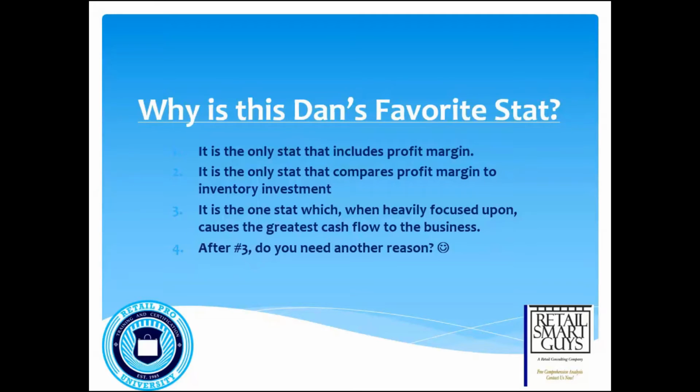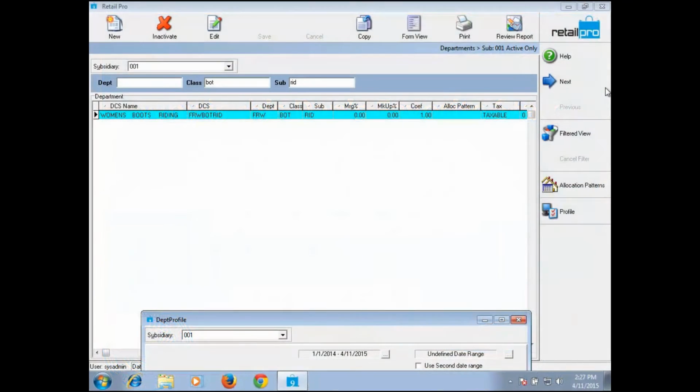And frankly, after reason number 3, do you need another reason? I mean, I'm telling a little joke there, a very little joke. But the point of it really is that if you're driving margin and if you're watching your inventory investment, you will be profitable. All right, how do we find GMROI in Retail Pro?